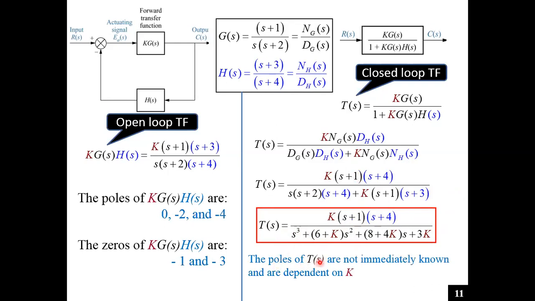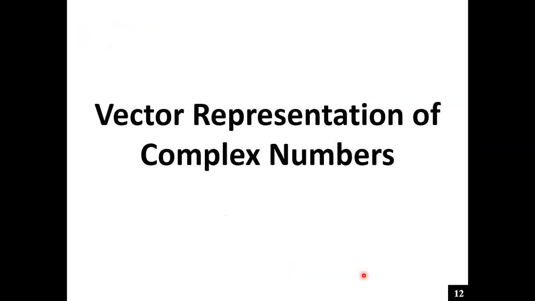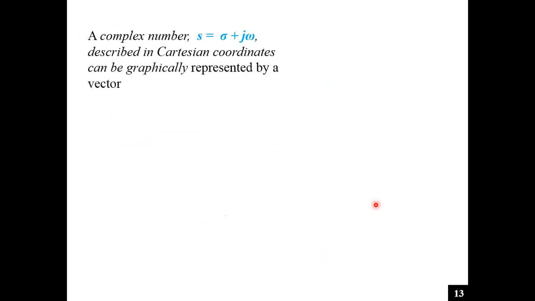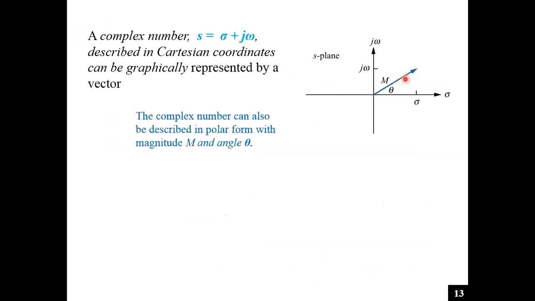The poles of the transfer function T(s) are not immediately known and are dependent on the value of K. The second concept is vector representation of complex numbers. A complex number s equal to sigma plus j omega, described in Cartesian coordinates, can be graphically represented using a vector with magnitude and angle. The complex number can also be described in polar form with magnitude M and angle theta.